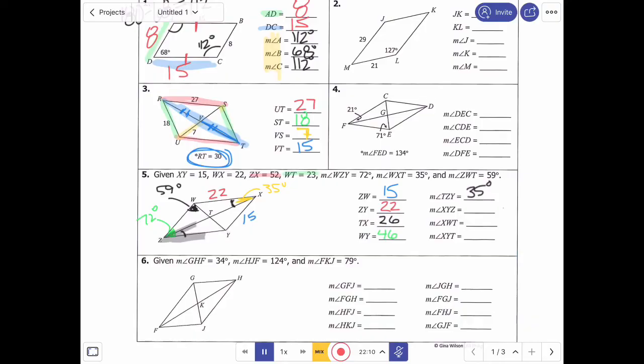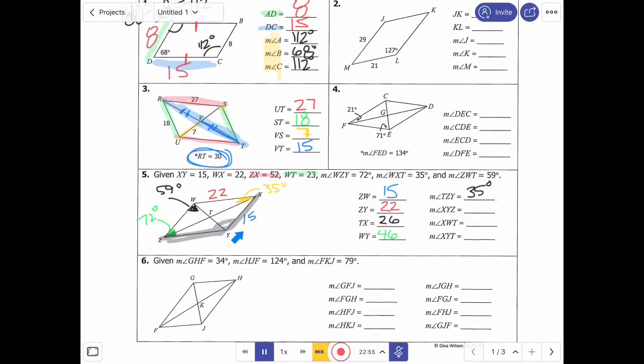Next one is, if I think about the angle XYZ. So angle XYZ would be here and there, so this wide obtuse angle. So I know that this angle up here is 59 degrees. And I know that would make this 59 degrees.